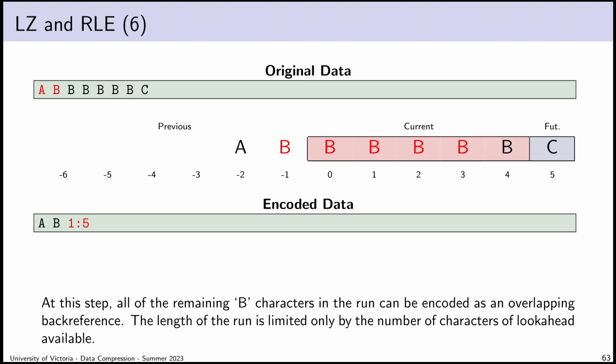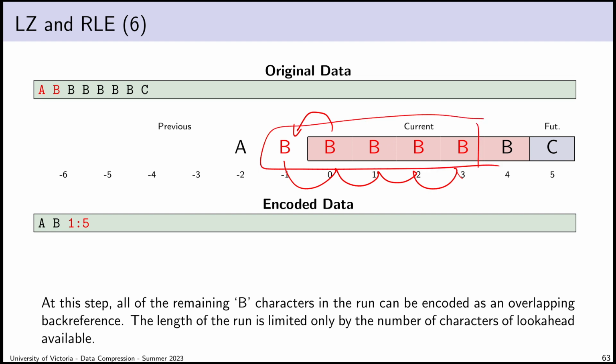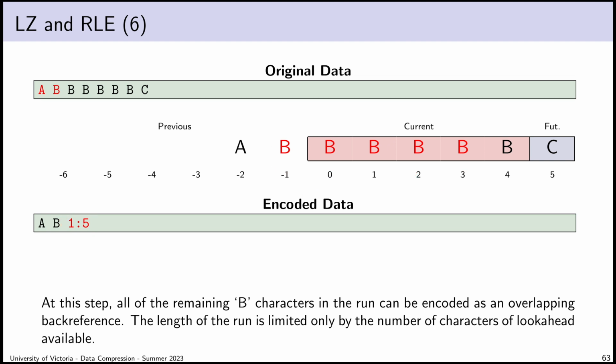And then I see a whole bunch of B's in a row. But what I can do is generate an overlapping back reference. So instead of just generating a bunch of literals, what I can do is observe, well, I'm staring at a sequence of 5 B's in a row. If I go back in time by 1 character and then march ahead by 5, I will generate all 5 of those B characters. So I take this subsequence of 5 B's and just paste it on after AB. So this is one of those overlapping back references.